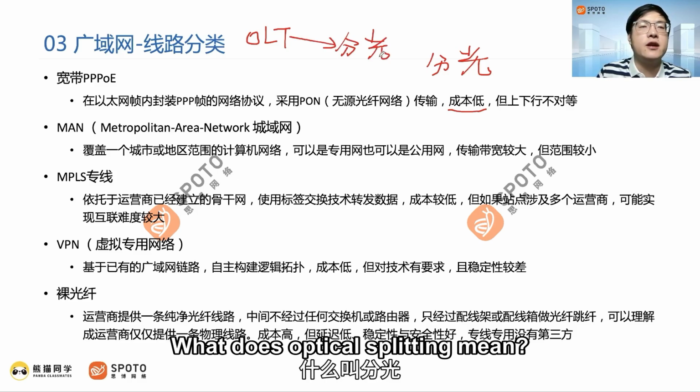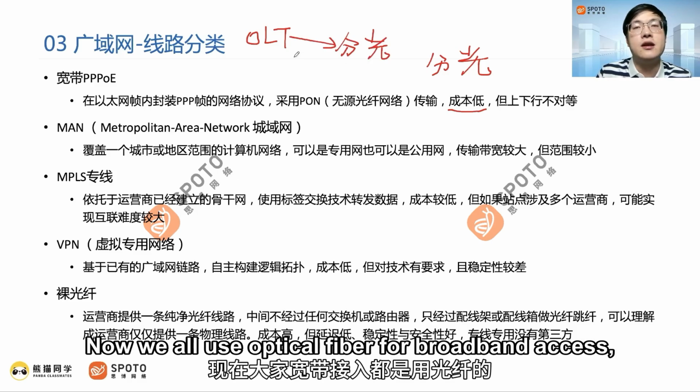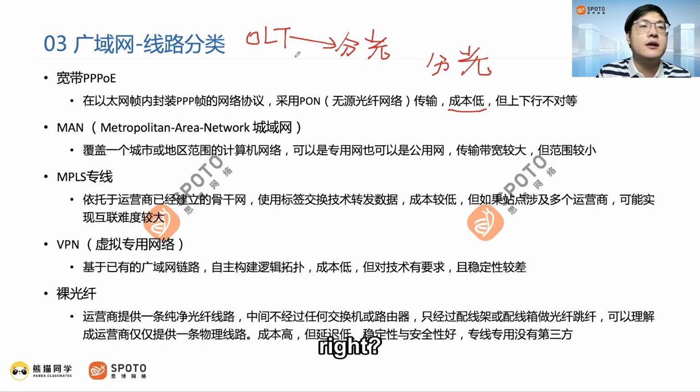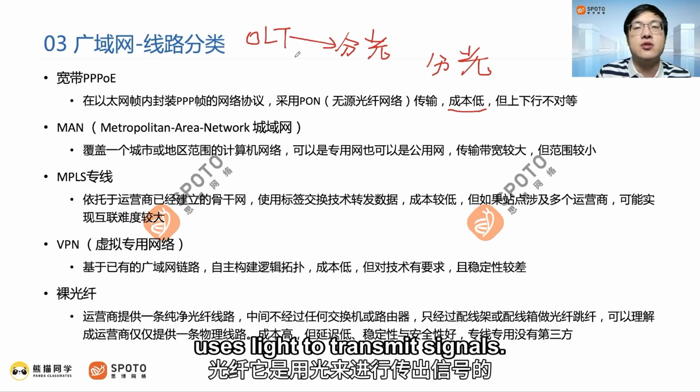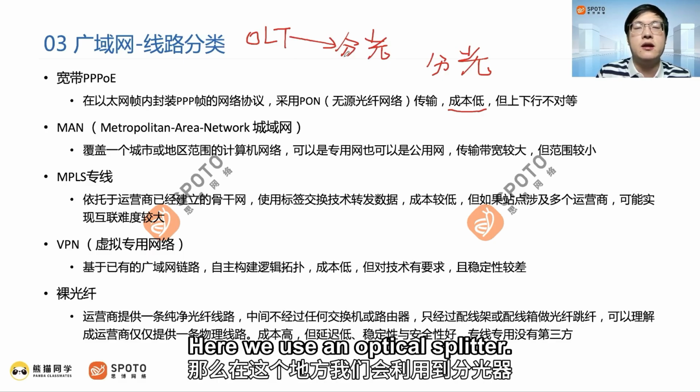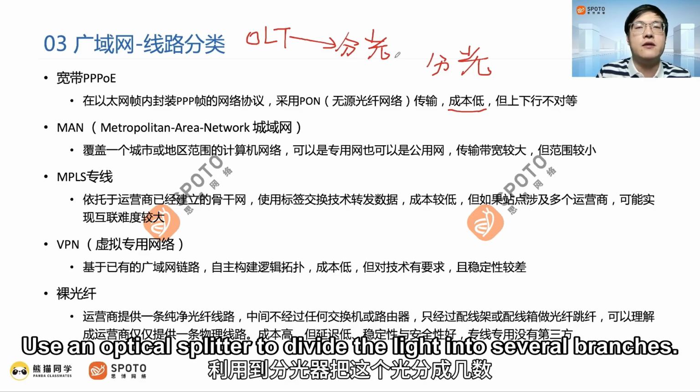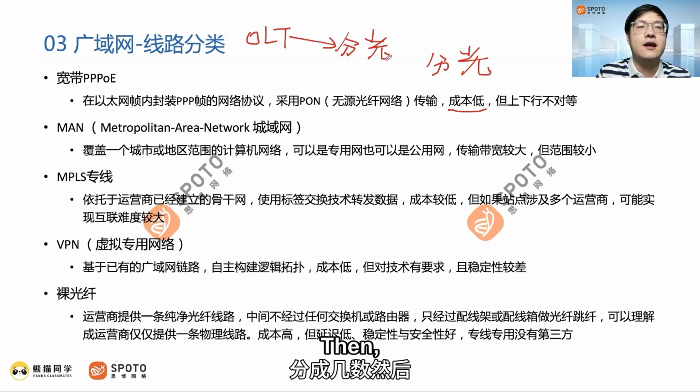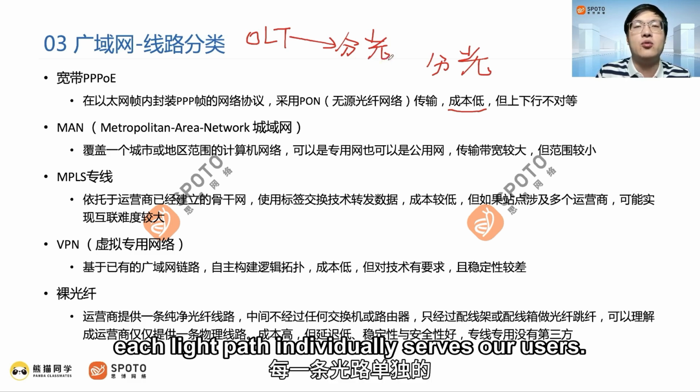What does optical split mean? Now we all use optical fiber for broadband access. Optical uses light to transmit signals. Here we use an optical splitter to divide the light into several branches. Then each light path individually serves our users.